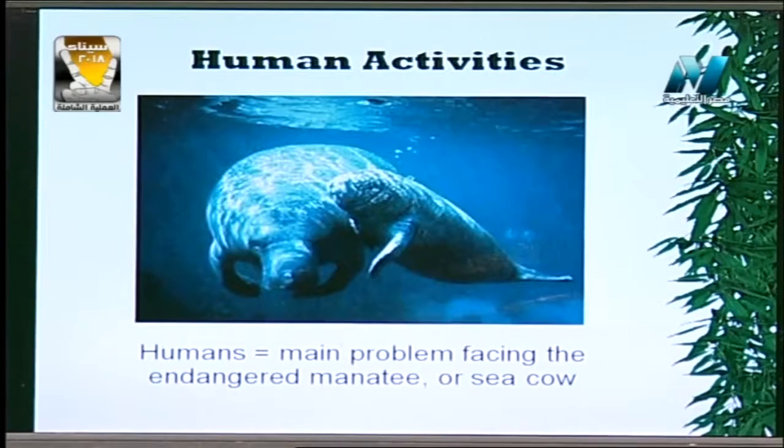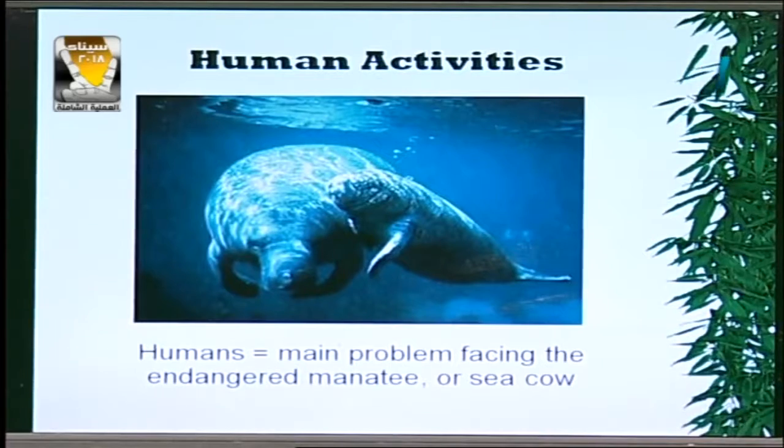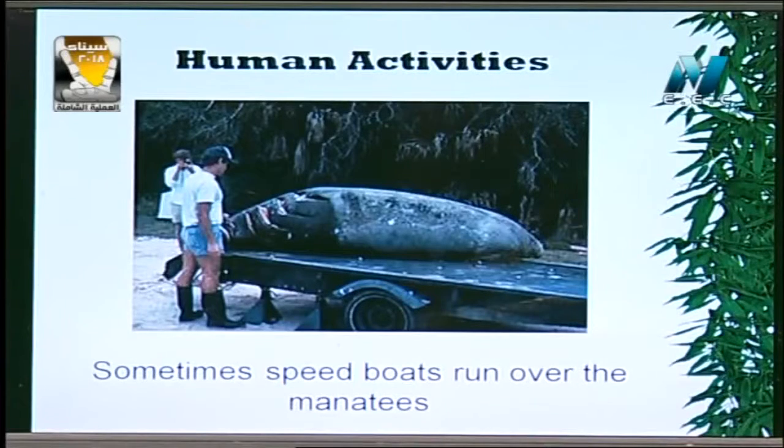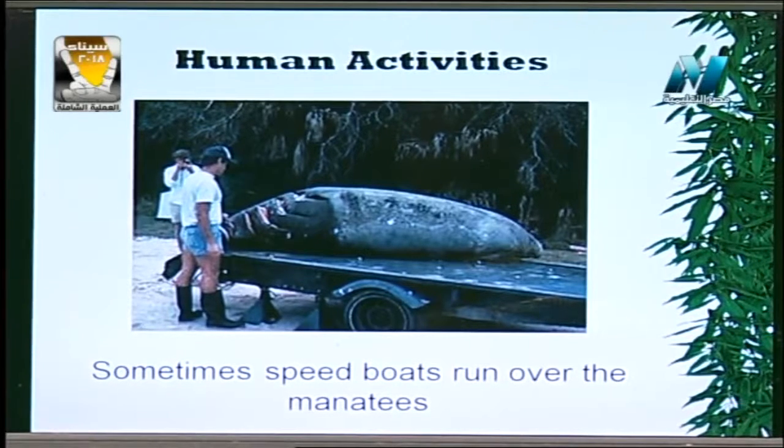Humans are the main problem facing the endangered manatee. And humans are the ones in charge of keeping the animals safe and out of danger. What happens is exactly the opposite. The manatee is a sea cow, a kind of aquarium creature. By the way, the manatee used to be mistaken for a mermaid, but it is endangered now. Sometimes speedboats run over the manatees. They don't do it on purpose, but the speedboats run over the manatees and kill them. So by having fun, humans started to kill animals.